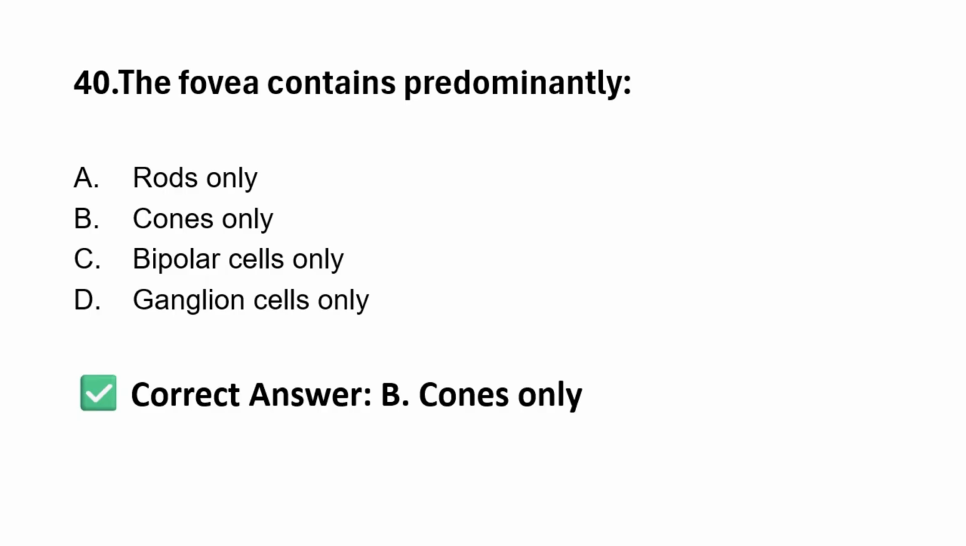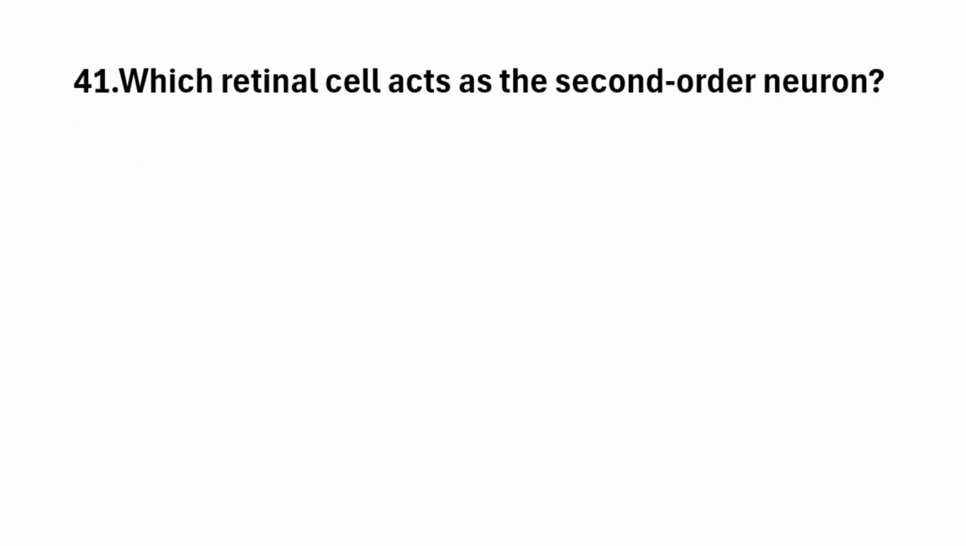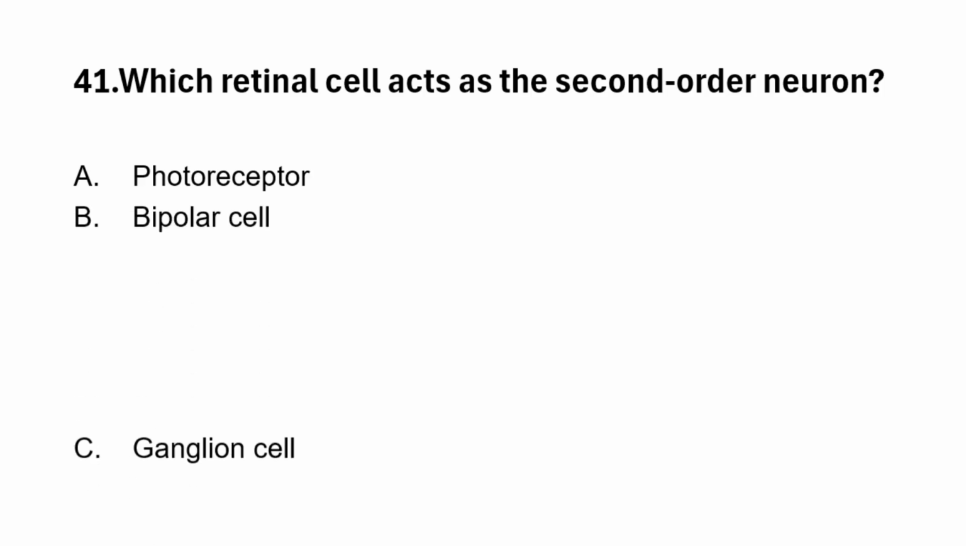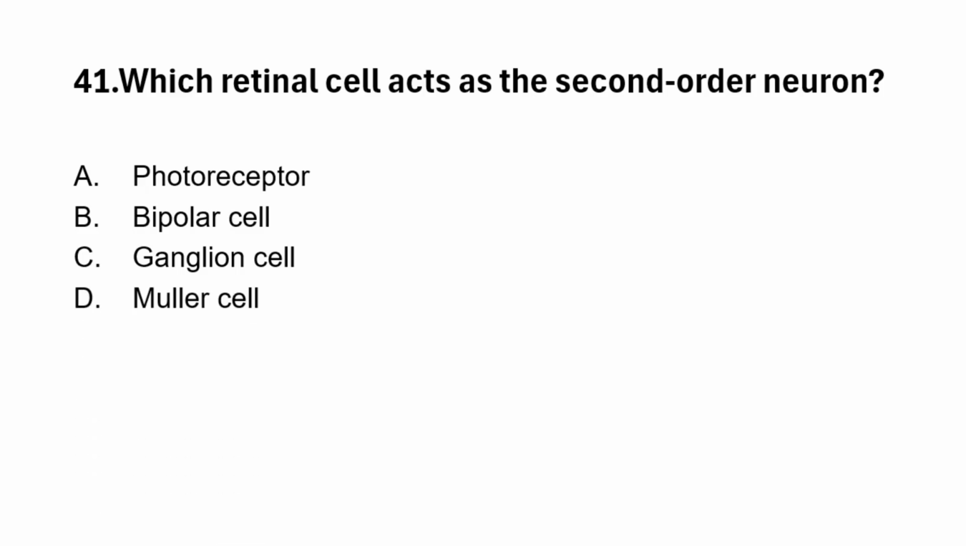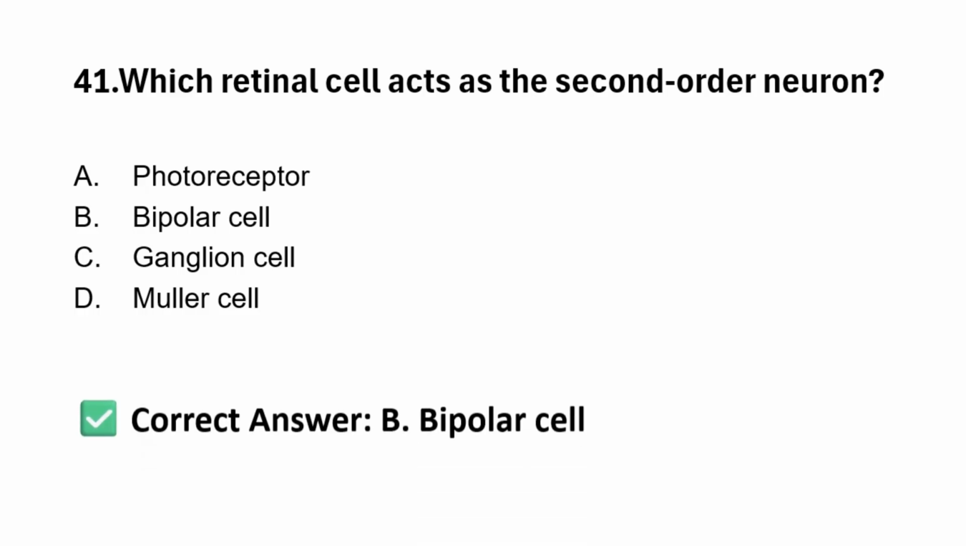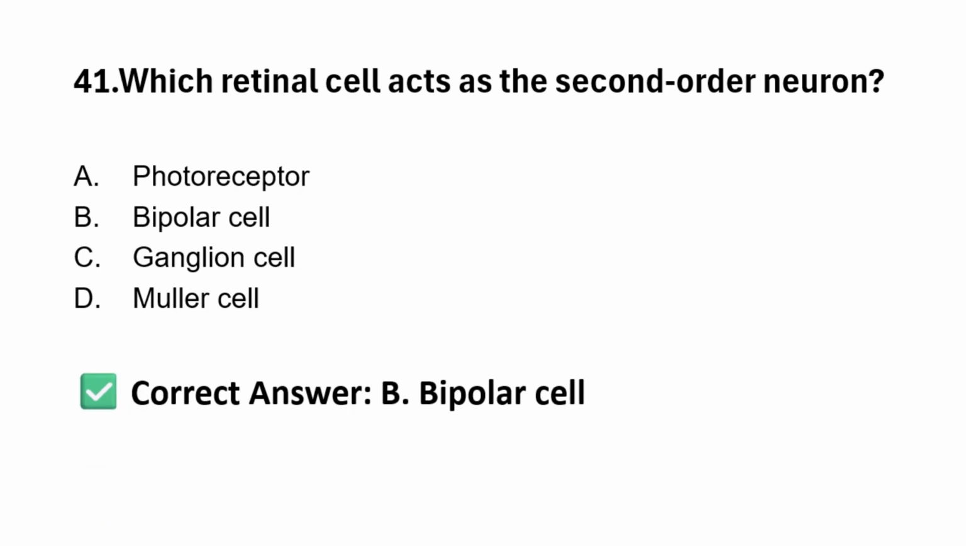So moving to the next question, question number 41. Which retinal cells act as a second order neuron? Option A, photoreceptor. Option B, bipolar cells. Option C, ganglion cells. And option D, Muller cells. So the correct answer is option B, bipolar cells. Photoreceptors are first order neurons, bipolar cells are second order neurons, and ganglion cells are third order neurons.